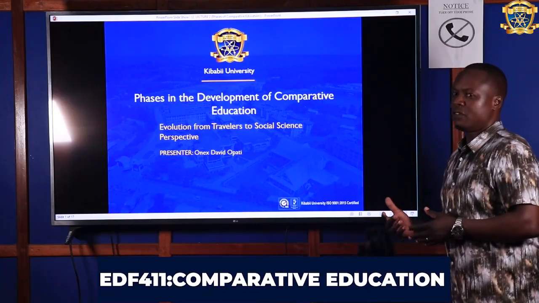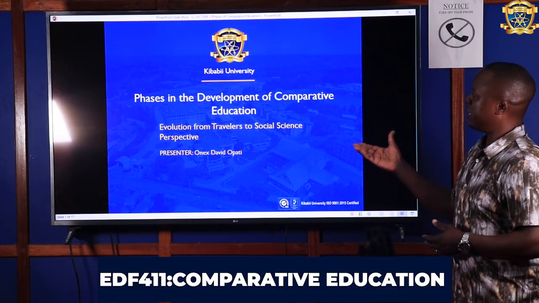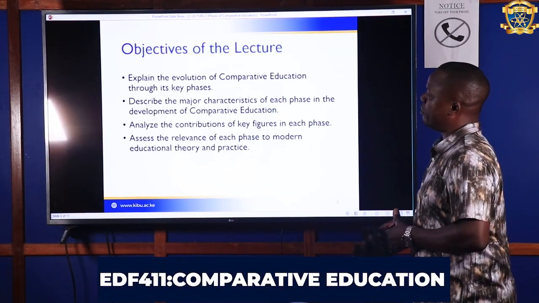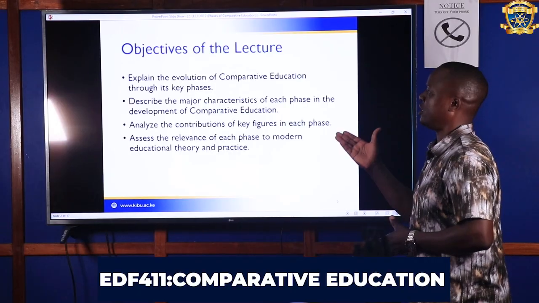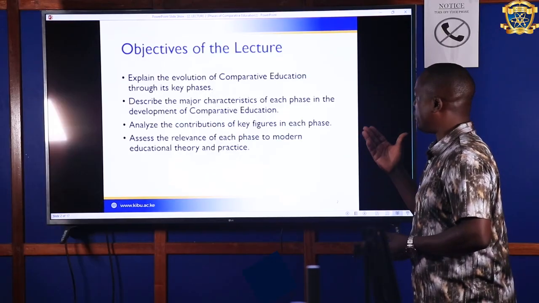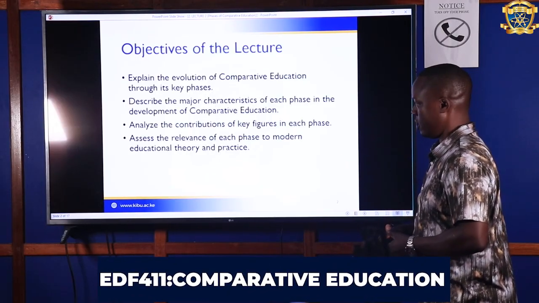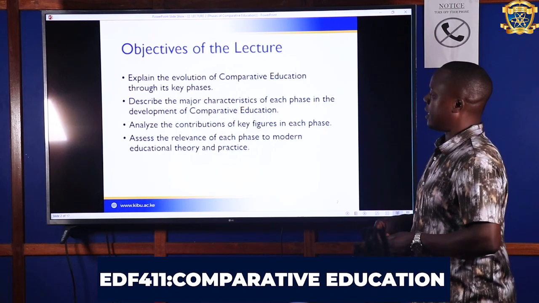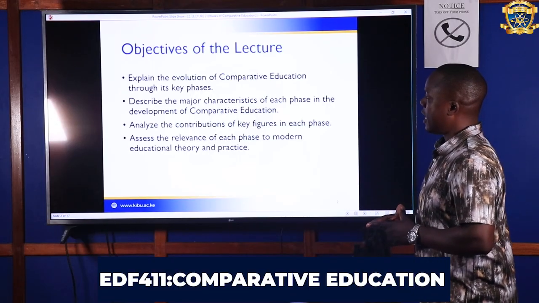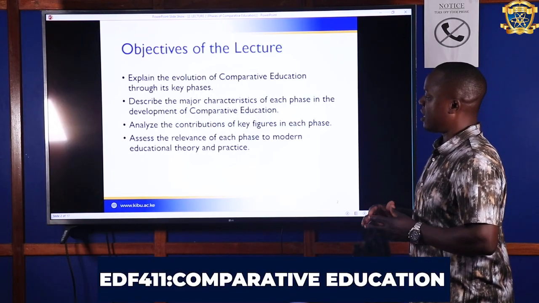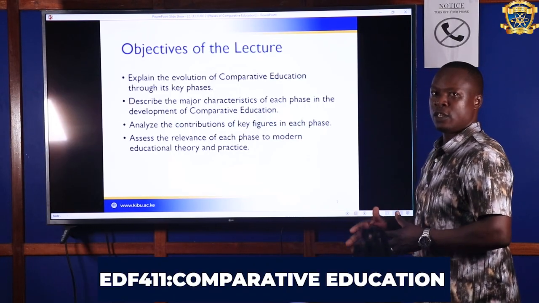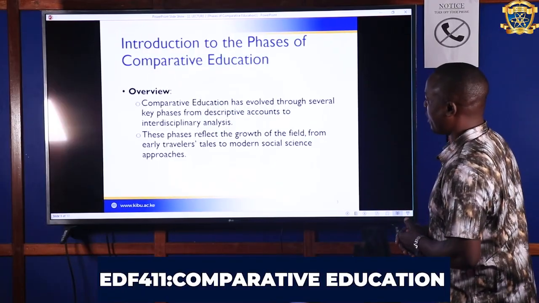So the objectives of today's lesson, in the next slide, it is hoped that by the end of this lecture, you'll be able to explain the evolution of comparative education through its key phases. You'll be able to describe the major characteristics of each phase in the development of comparative education. It's also hoped that you'll be able to analyze the contributions of key figures in each phase, because each phase has key figures. And then finally, you should be able to assess the relevance of each phase to modern education theory and practice. So let us dive straight in.